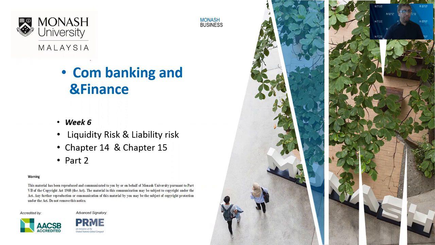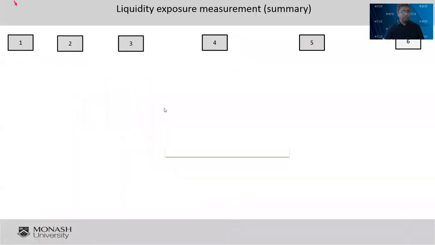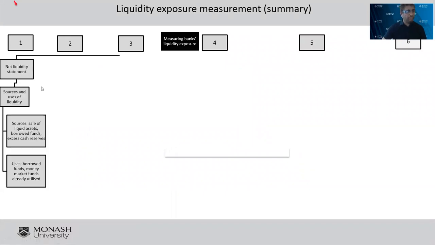Now, when we talk about the measurements, we are talking about these 6 types. The first type is the net liquidity statement. In the net liquidity statement, we are talking about the source. We predict the sources and the uses of liquidity, and according to that, we will determine the sources and the uses, and then we will have something like the net liquidity requirements. So this is what we call the net liquidity statement, and I will explain it.